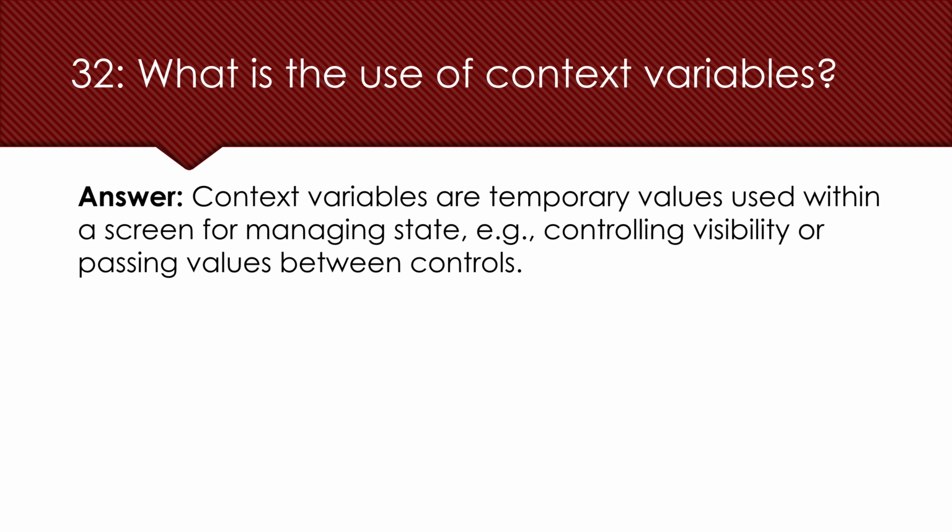Question number 32. What is the use of context variables? Context variables are temporary values used within a screen for managing state. For example, we can use a context variable for controlling visibility or passing values between controls. We can consider context variables as local variables, set with the UpdateContext function.